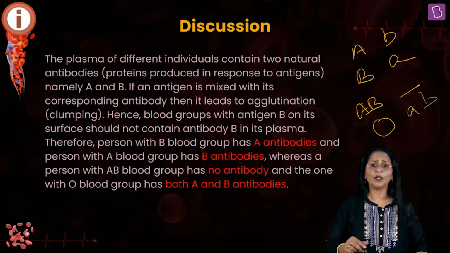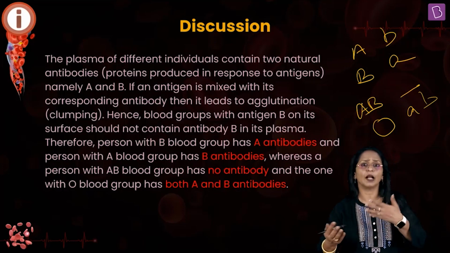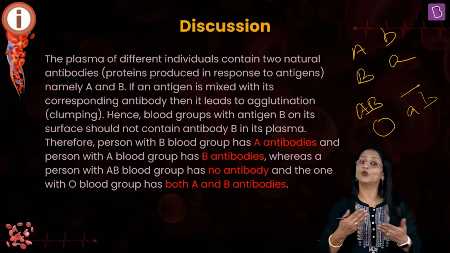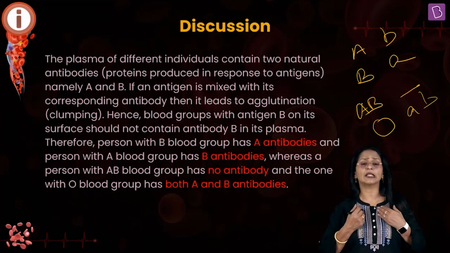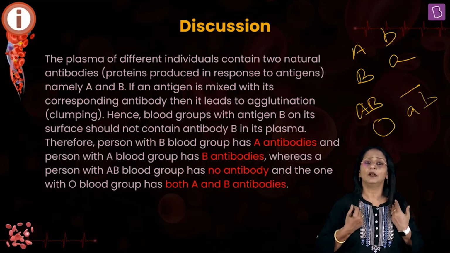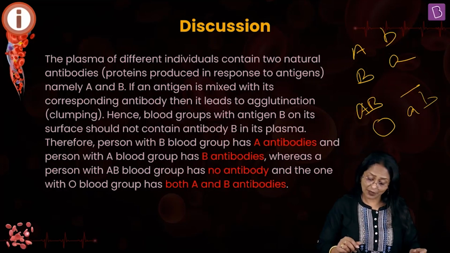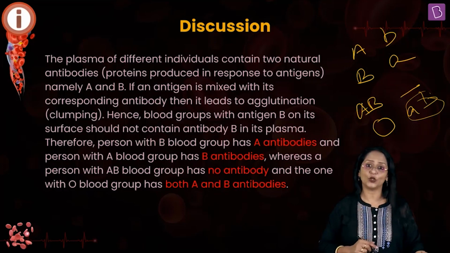Now you'll say, ma'am, what about O? We know that O is a universal donor, especially O negative. Now you'll say, ma'am, what if I receive O blood group? I am B positive, but what if I get O blood group? Well, the amount of antibodies in O is very less, very negligible, and it will not lead to clumping.